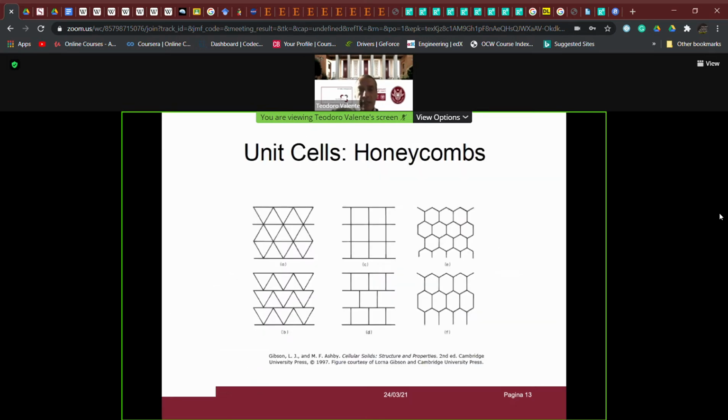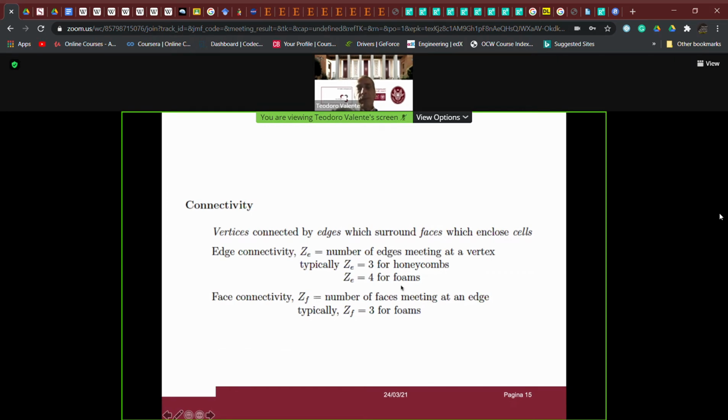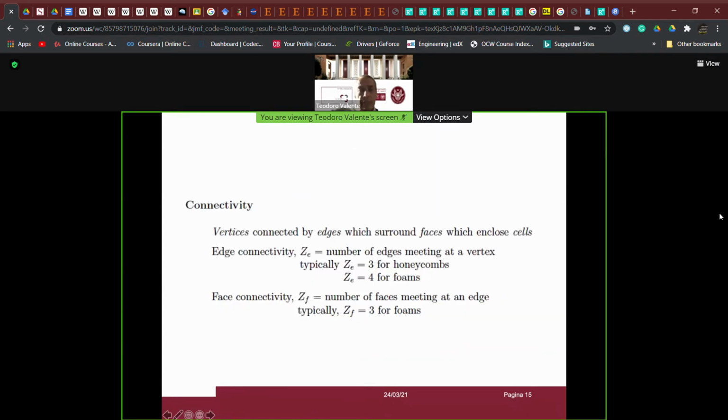Let's have a look, for example, here. You see here, at this point, 1, 2, 3 edges are converging. For foams, the value of ZE is equal to 4. But that's typically, not exclusively, in the sense that depending on the cell geometry, we can define these two parameters.